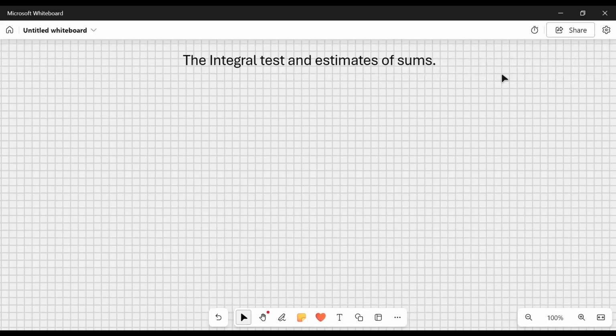Hello, everyone. We are going to consider today the integral test and how we apply integrals to some estimations. So we are going to start by considering a series, which is a very simple so-called p-series.